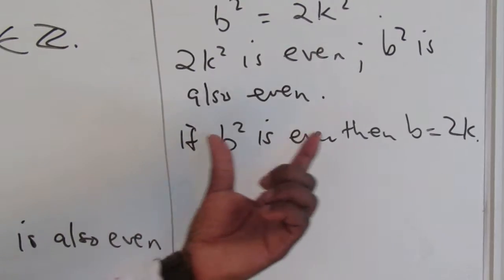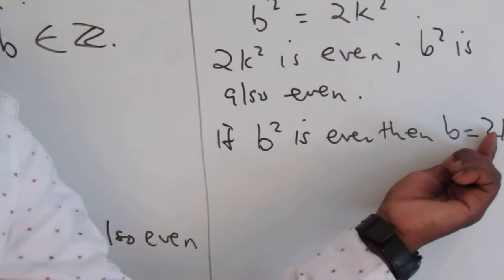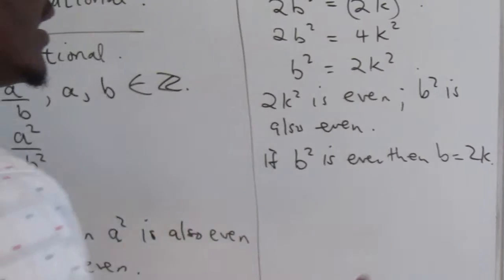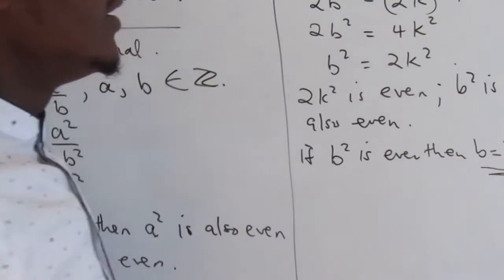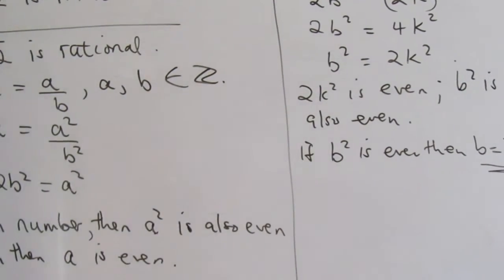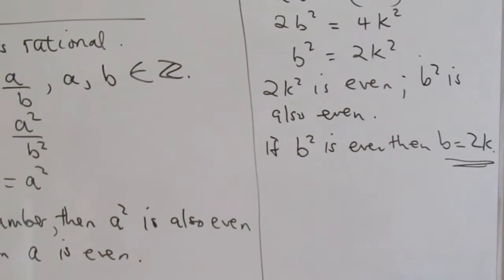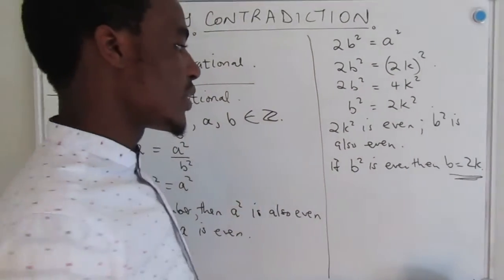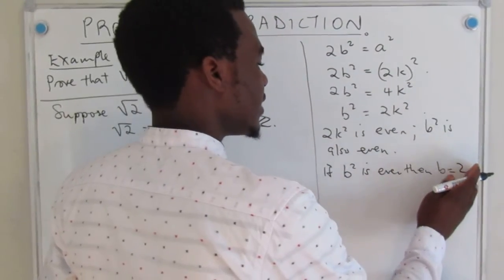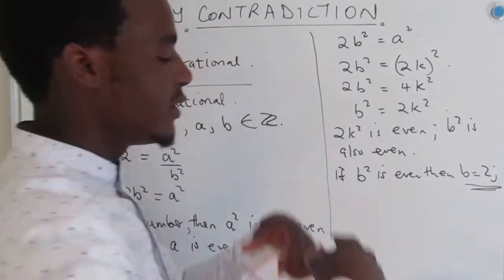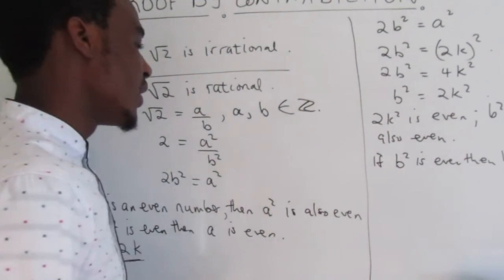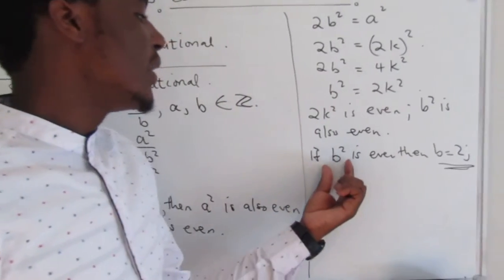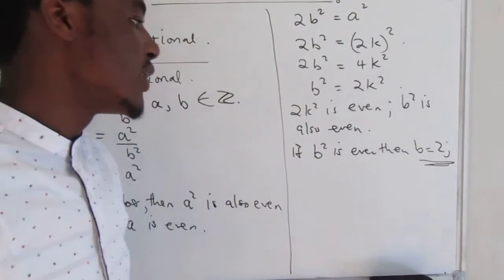So if b squared is even, then b is equal to 2k. Right, now we have the value of b, that b is equivalent to 2k, and we've also deduced that a is equivalent to, but we can also use another value. Instead of using 2k, we can simply say b is equivalent to 2j, any other number. So if we deduce that a is equivalent to 2k here, we then also say b squared is even and is also equivalent to 2j.